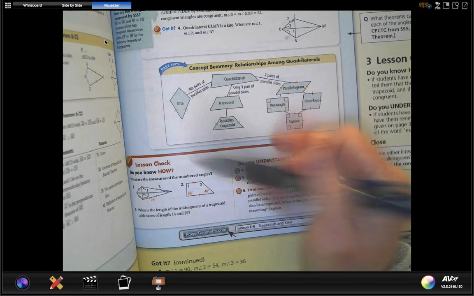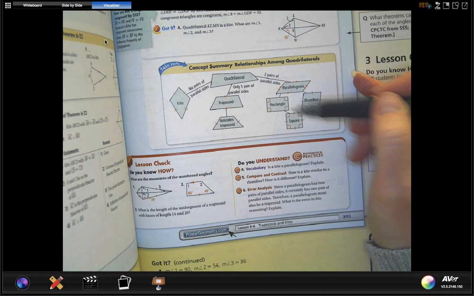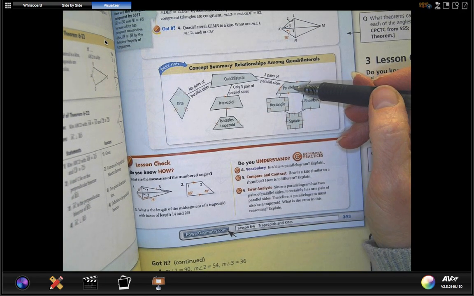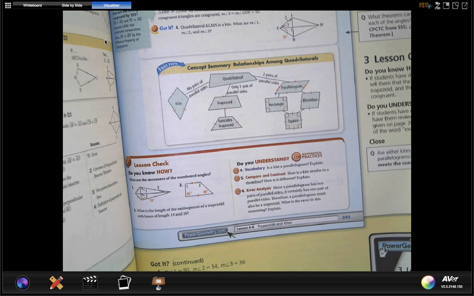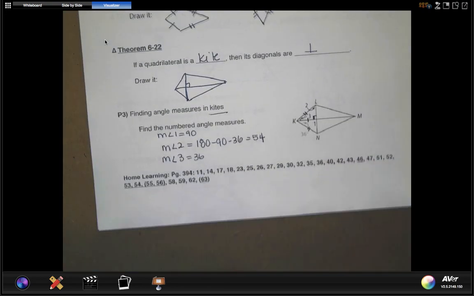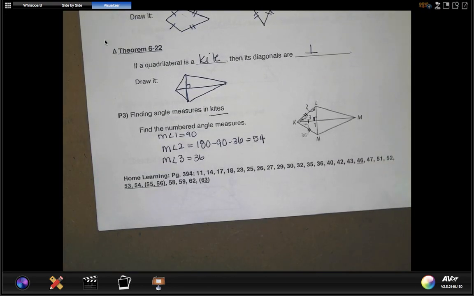They all have different properties. Remember, a rectangle has all the properties of a parallelogram, but then it has some extra properties as well. So you might find it useful to make a chart and list all the properties that you learned. Like consecutive angles are supplementary, opposite angles are congruent, the diagonals bisect each other, the diagonals are congruent, all those things that we talked about for all those different shapes. You might find it useful to put them all together in a chart.